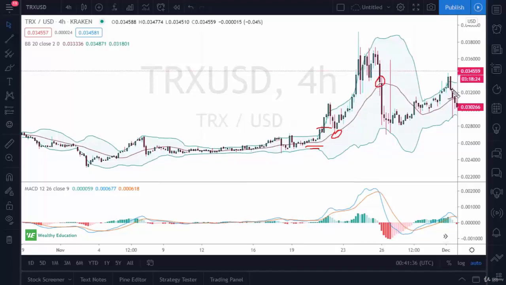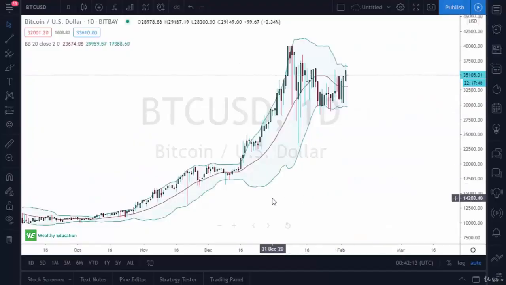We did finally break back through the 20 SMA in Tron right about 33 cents, and you got in at 28. Nice quick move on the 4-hour chart. Certainly shows some strength there.